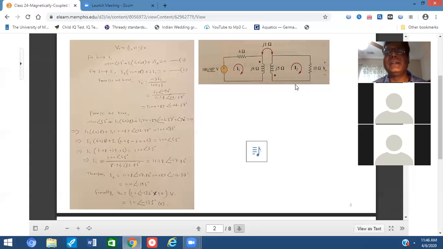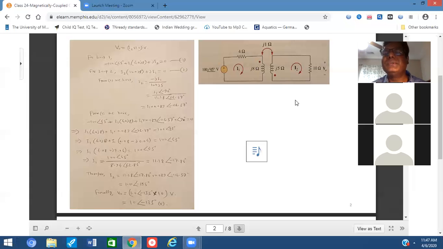But you see, both currents I1 and I2 are entering at the dotted terminal. I1, because it is clockwise, is first entering at the dotted terminal of the j8 ohm. Similarly, current I2 is entering at the dotted terminal of the j5 ohm. That's why in equation 1 there is a plus sign: plus j1 I2. So I wrote plus j I2 equal to 0. So everybody understands the first equation? Yes. Okay, great.